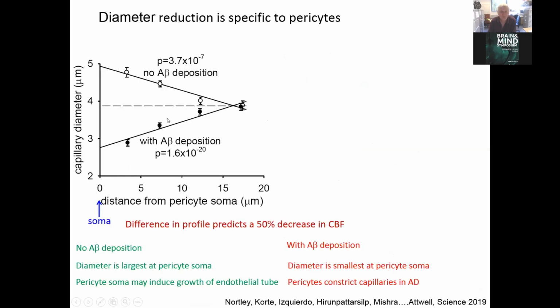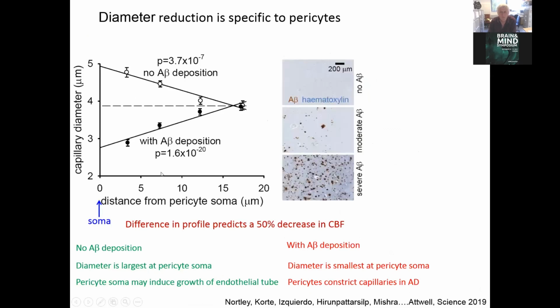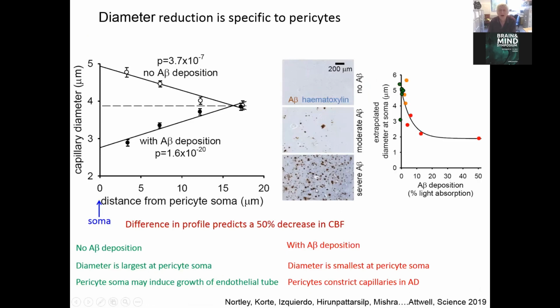So given that we think this is being produced by the disease, we can then look as a function of the amount of A beta being deposited. And what we find is that if you look at the amount of A beta being deposited here, as soon as it starts being deposited, there's a very rapid reduction in this extrapolated diameter at the soma. So this occurs early in the disease, and it's probably contributing to the onset of the disease, as I'll explain.